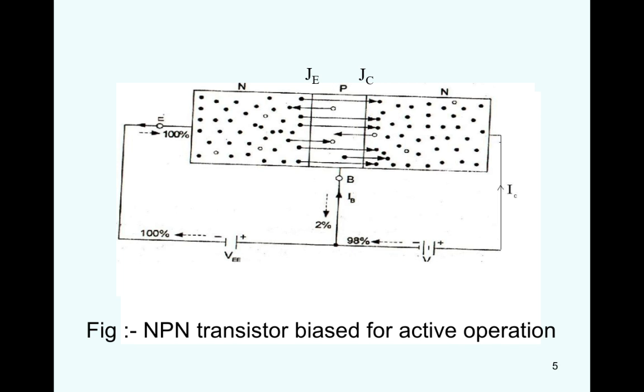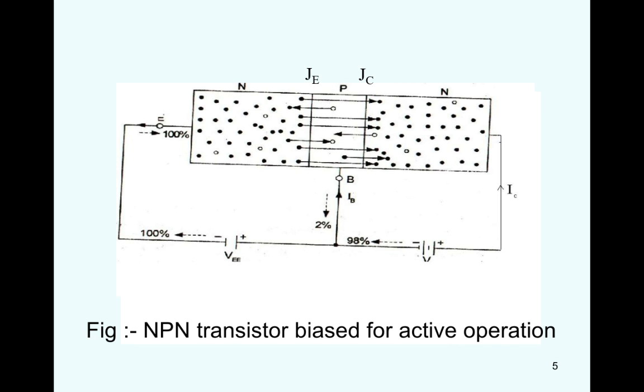In N type semiconductor electrons exist, and in P type semiconductor holes exist. In N type, electrons are the majority charge carriers, and in P type, holes are the majority charge carriers. So this is how we connect the NPN transistor for active operation.